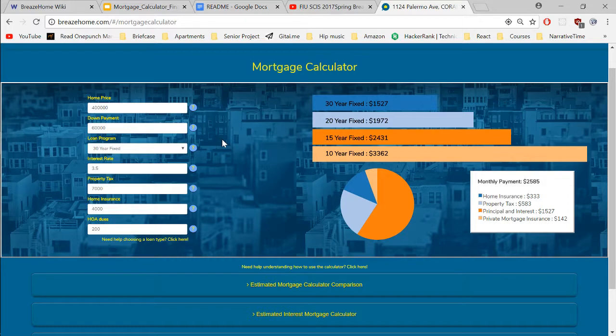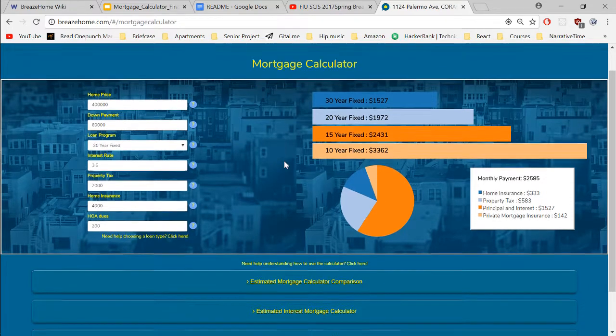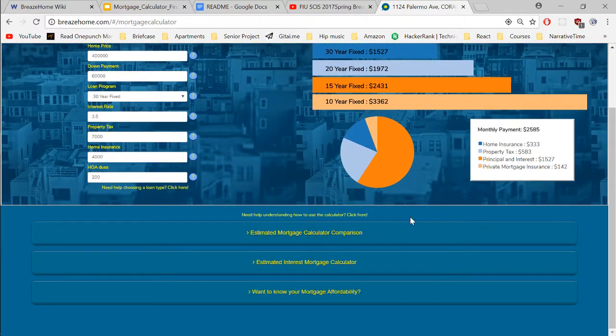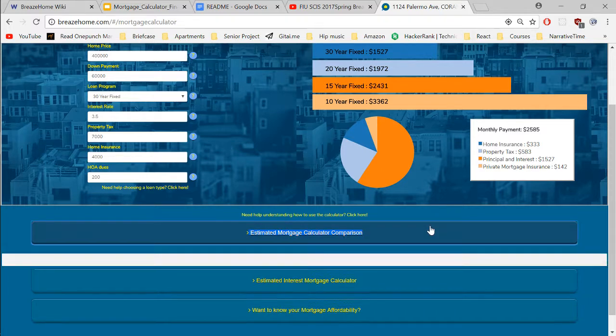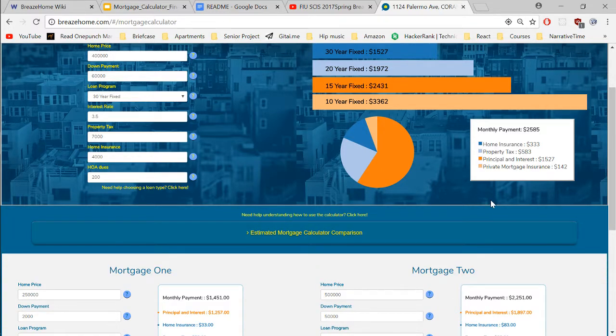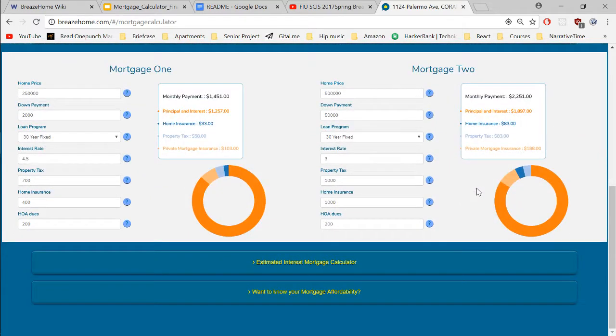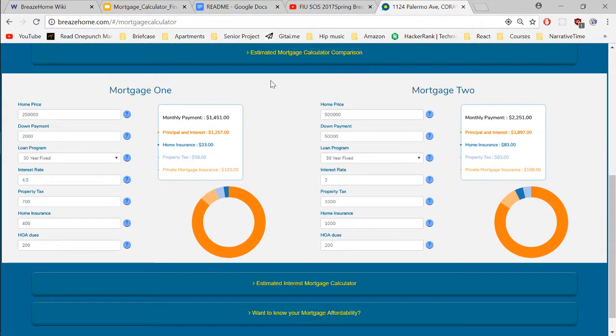So other than the main tool, there's three more tools developed by Carlos Lores and Lerian Nunez that also allow the users to make informed decisions when buying a property or deciding on a mortgage. So the estimated mortgage calculator comparison, or the comparison tool as I like to call it, was developed by Carlos Lores, and it basically is an implementation of the main tool and the pie chart.